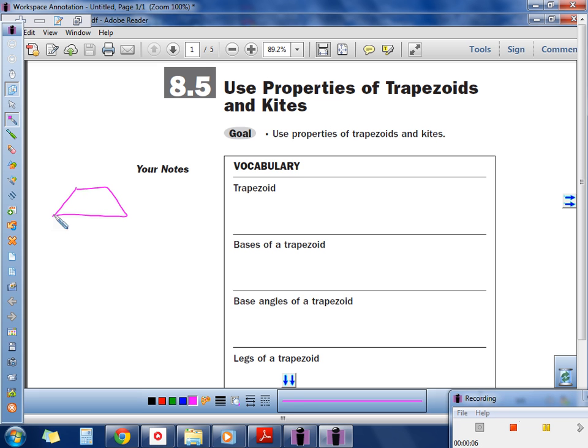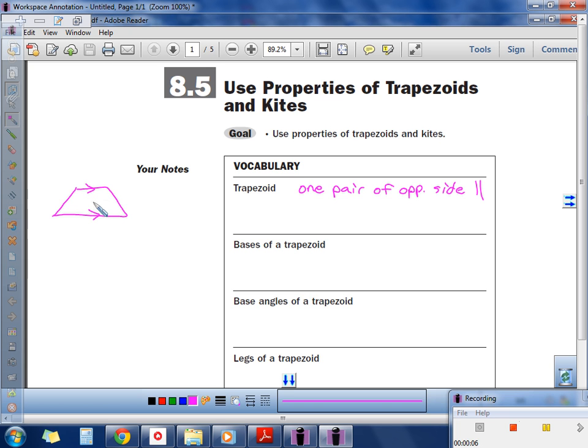And the key fact about a trapezoid is that it has one pair of opposite sides parallel. So it has one pair of opposite sides being parallel. Only one pair. The other pair, definitely not parallel.